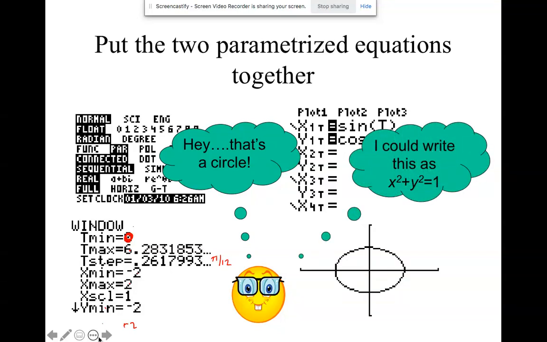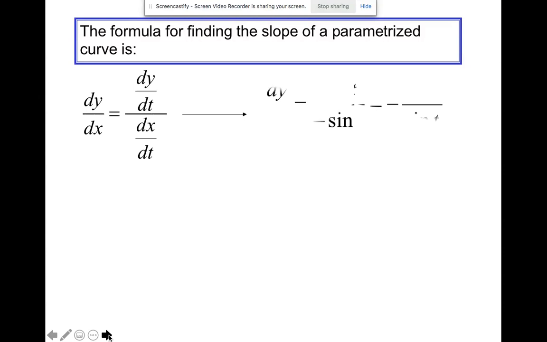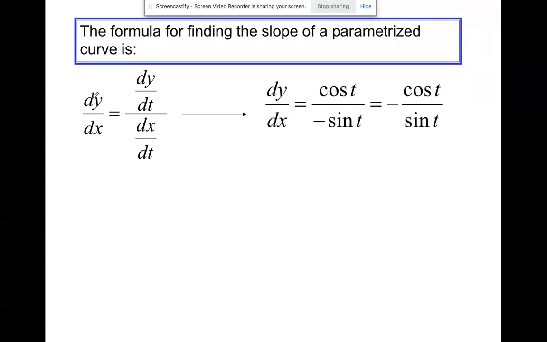So if I got rid of the parameter, which you did in pre-cal, x is equal to cosine t, y is equal to sine t, square both sides of each equation, add the two equations together, cosine squared plus sine squared is equal to 1, right? Get rid of the parameter, there's your unit circle. But I want to find dy/dx, the slope on the xy plane, but I want to be able to plug in time and say at what time I have that rate of change.